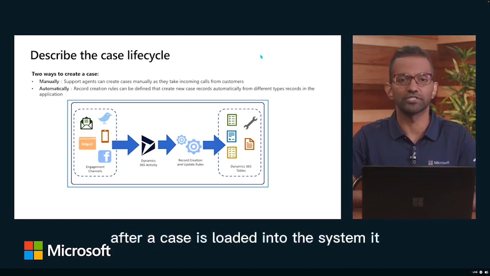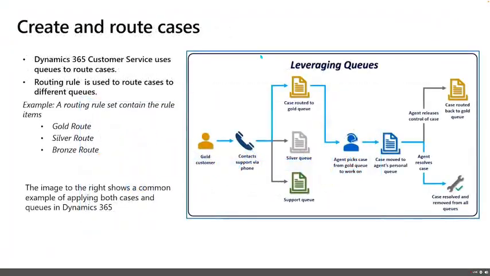After a case is loaded into the system, it then needs to be routed to the agent best suited to help resolve it. However, the route can differ drastically from organization to organization. In fact, it can even differ from customer to customer in the same organization. So let's just start with the basics of routing.